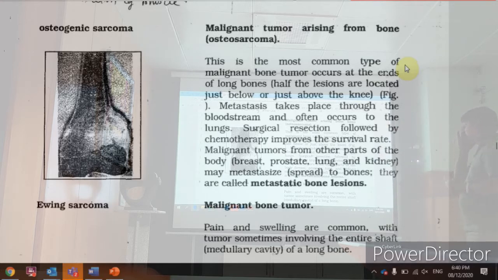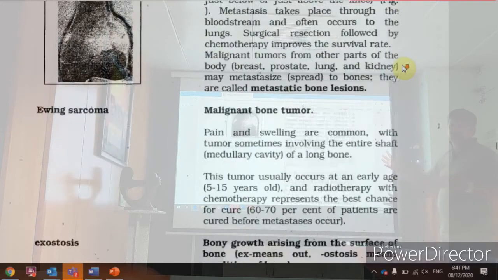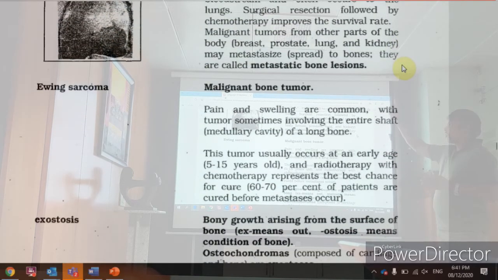Then comes a different part of it. Different parts also can metastasize and form. This is known as metastatic bone lesions. One more sarcoma, there are two types of sarcoma. There are many actually, but at a high level: osteogenic sarcoma, and one more is Ewing sarcoma.